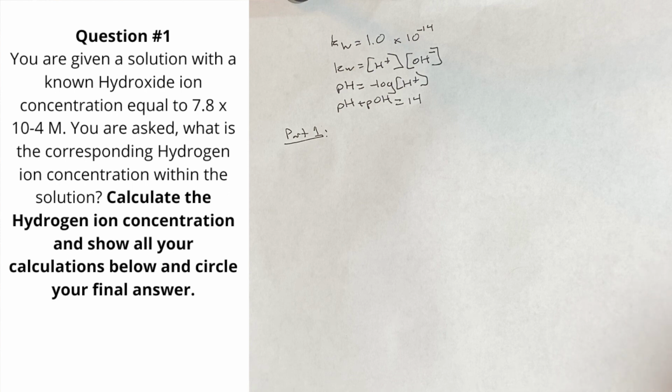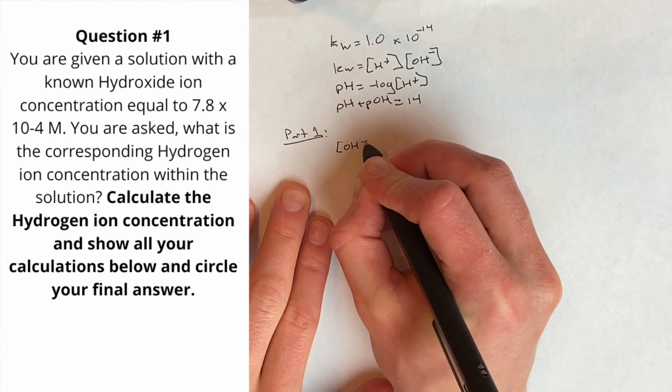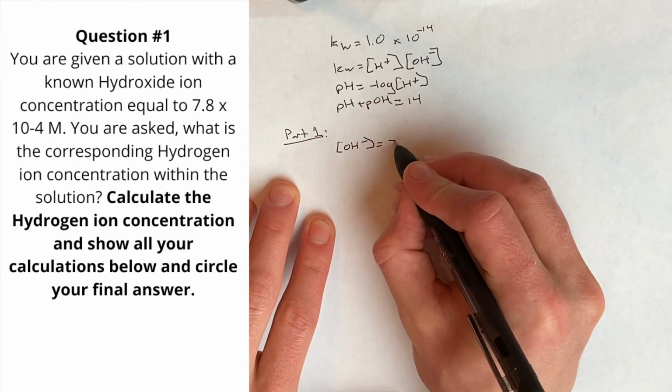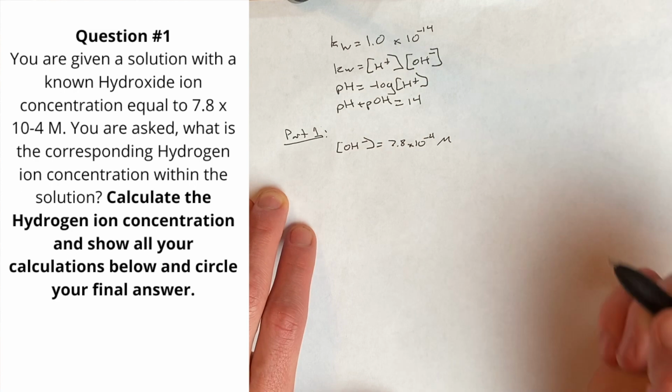But let's say you didn't know what formula you were supposed to use. How could we figure that out? Well, what do we know? What do we not know? And then we know what we need to solve for. So it says your hydroxide ion concentration is 7.8 times 10 to the negative 4. So our OH negative is equal to 7.8 times 10 to the negative 4 molar.